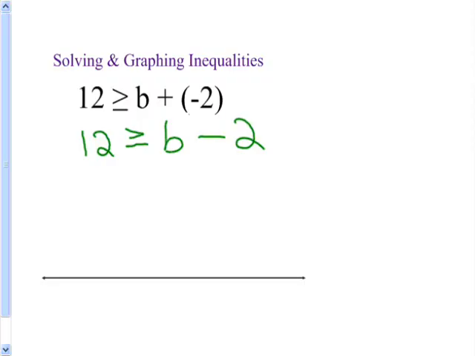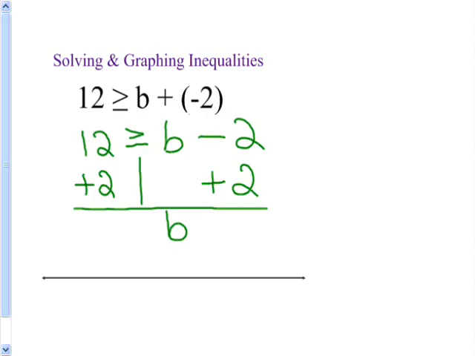So in order to solve this inequality, again, I want to keep it balanced. Since I'm subtracting 2 from b, I want to add 2 to b to isolate the b. But what I do to one side, I must do to the other, so I'm also going to add 2 to the left side. b minus 2 plus 2 is just b. I carry down my sign, and then I add 12 plus 2 is 14. So the solution to my inequality is 14 is greater than or equal to b.